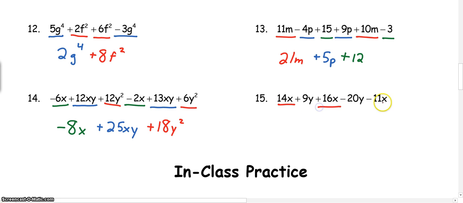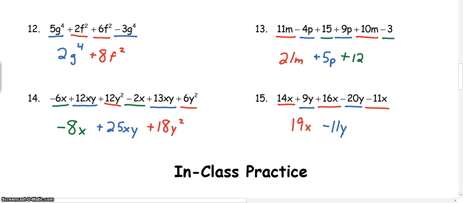Number 15, when I look at this, I have a like term of 14x, 16x, and minus 11x. So 14x plus 16x is 30x, minus 11x gets us 19x. And then I also combine the like terms of 9y minus 20y, which gets us negative 11y.